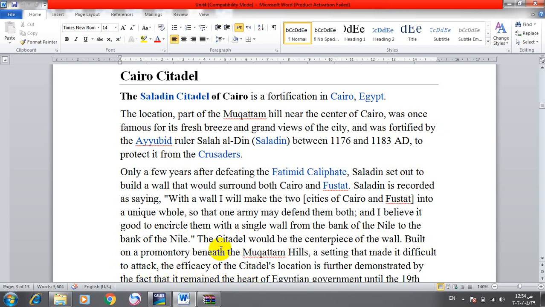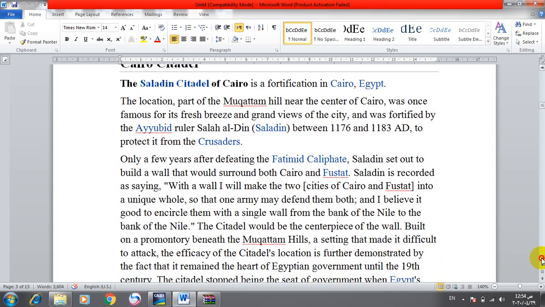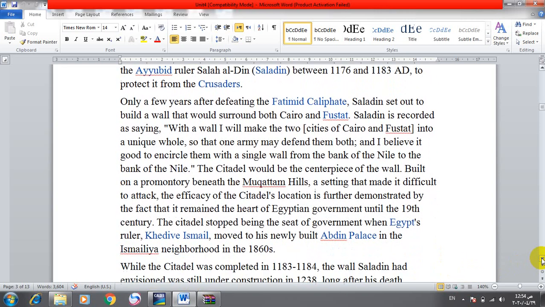The efficacy of the citadel's location is further demonstrated by the fact that it remained the heart of the Egyptian government until the 19th century. The citadel stopped being the seat of government when Egypt's ruler Khedive Ismail moved to his newly built Abdin Palace in the Ismailiyah neighborhood in the 1860s.